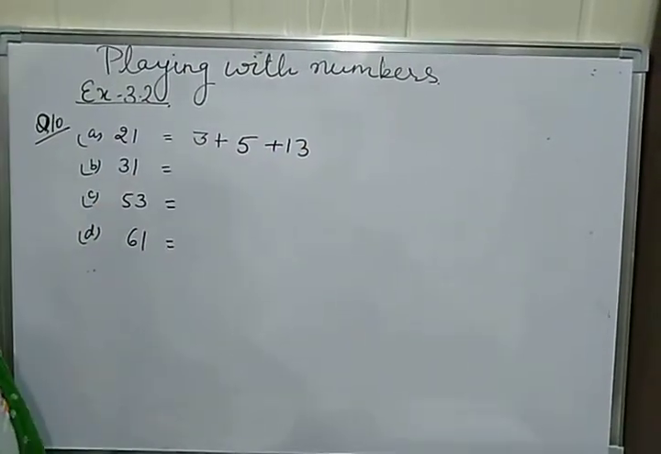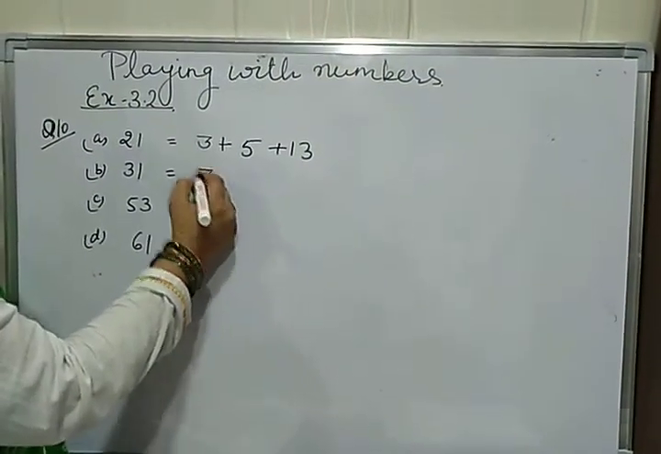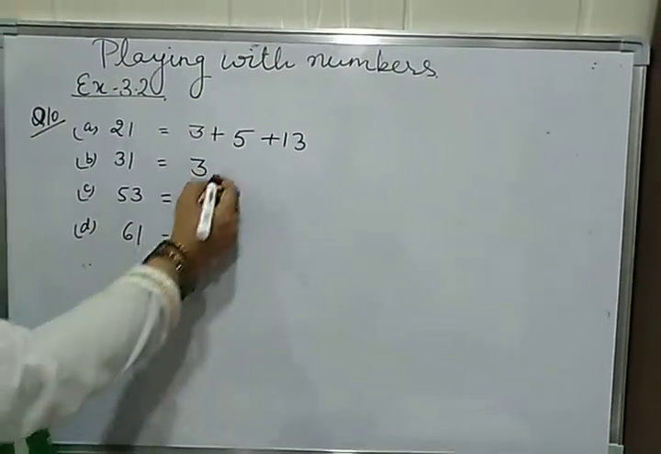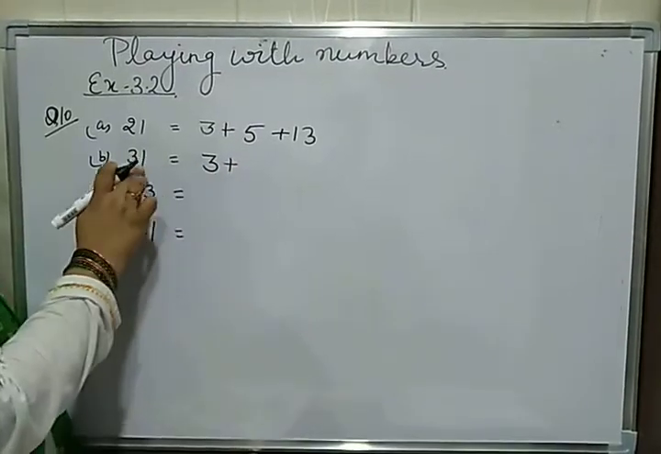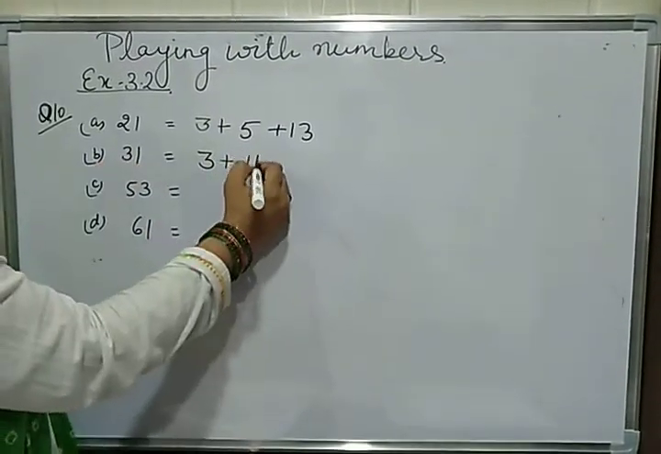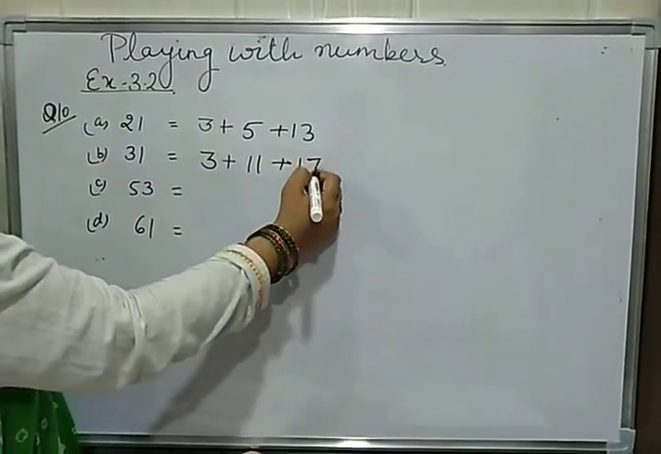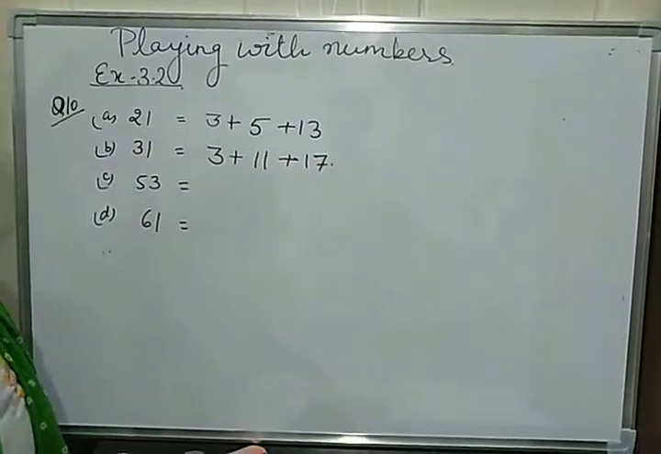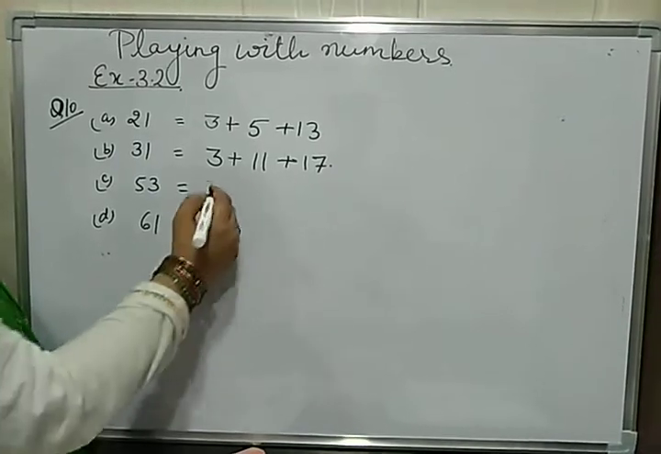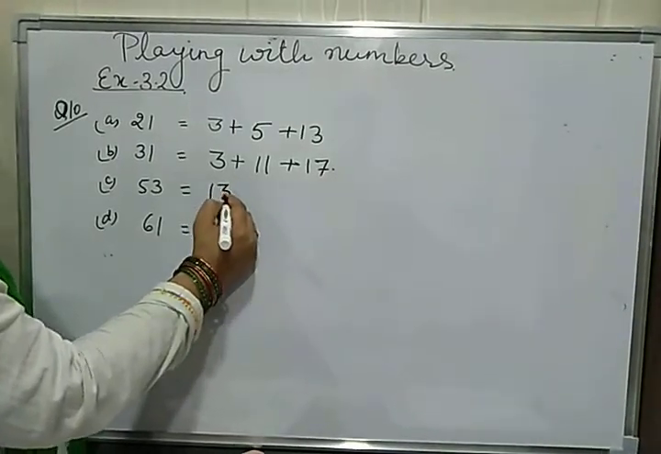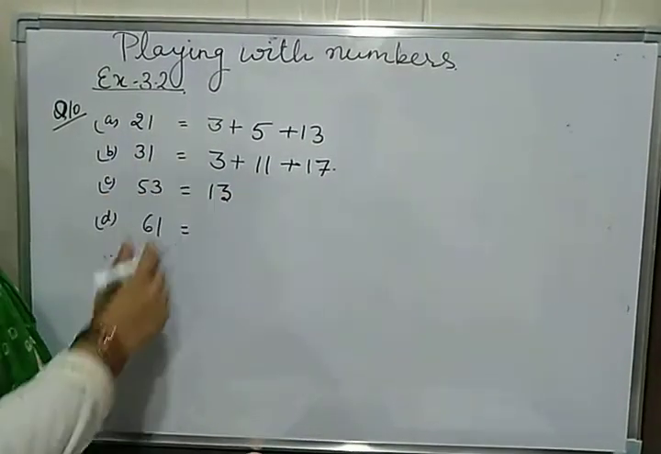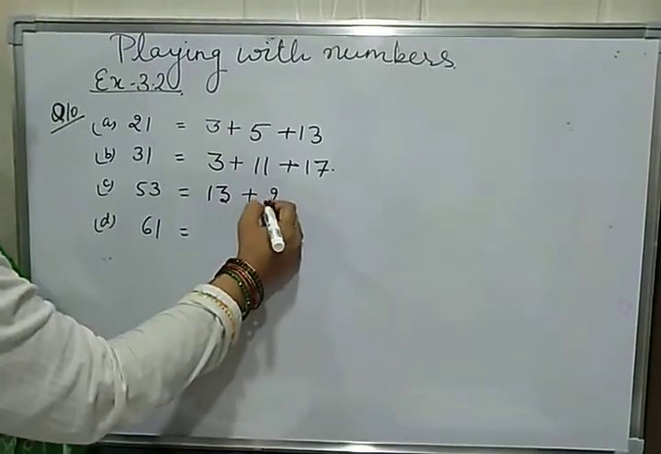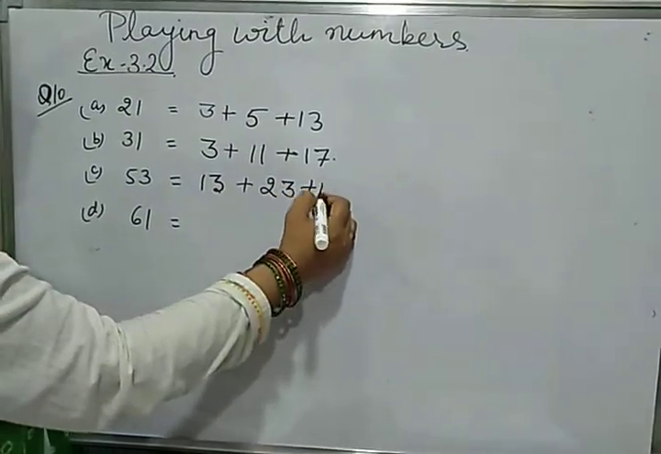Again we have taken 3 here. The 3 is the first odd prime number. Then what is left here? 28. Now we have to divide 28 into another two prime numbers. In such a manner we can divide the numbers into the sum of three odd prime numbers. This is the larger one, so we can take 13 here. The next one is 23 and 17.